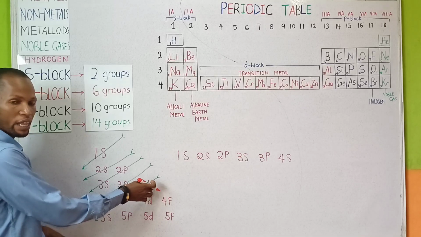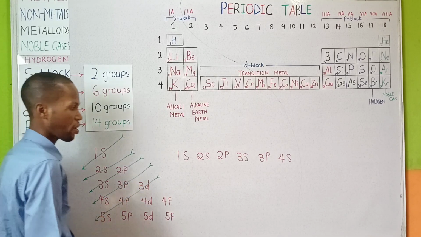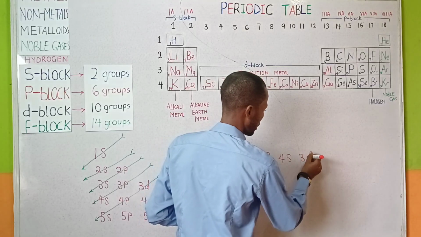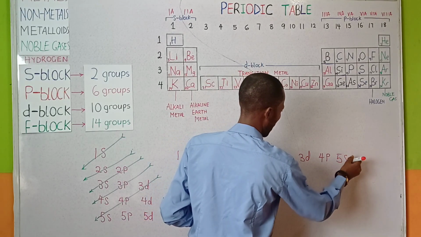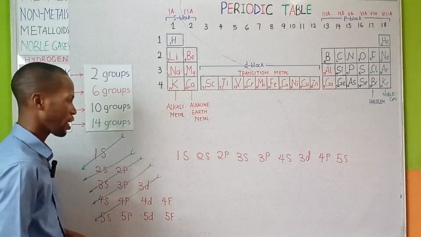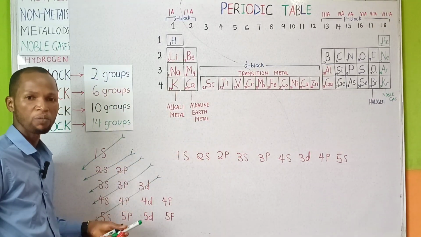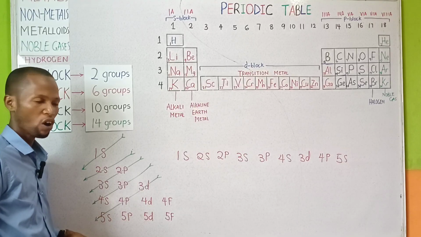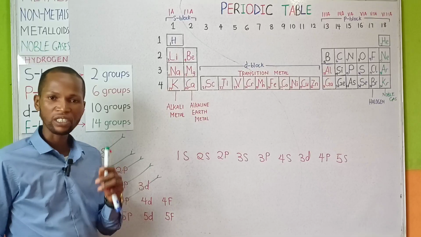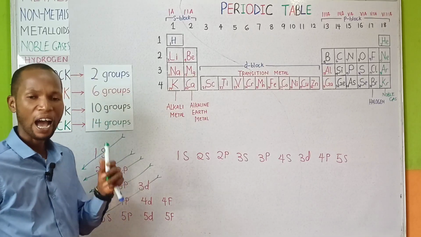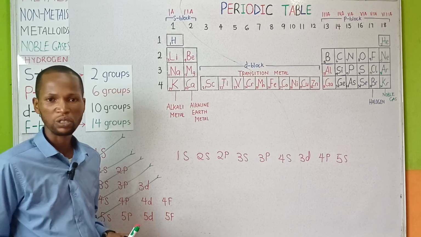The next arrow we have 3d, 4p, 5s, and so on. So here we've been able to identify the order of arrangement of orbitals in the electronic configuration of an element. Kindly note that each subshell or orbital has a maximum number of electrons it can hold.